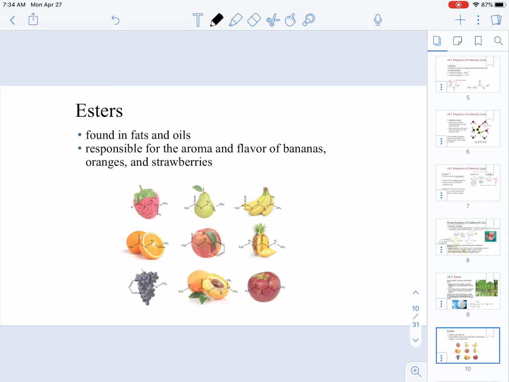Understand that when it comes to esters, we not only find them in products like aspirin, but we also find them in products like fats, oils, and very importantly, they are going to be responsible for the aromas of fruits. So the flavors of bananas, oranges, strawberries are all derived from ester molecules. As you can see in this slide, we have the ester responsible for the smells of all these different fruits.